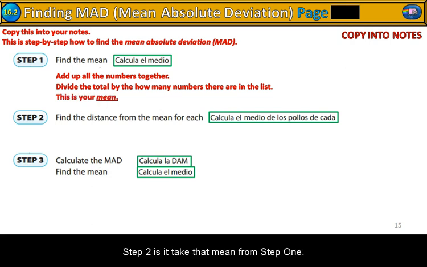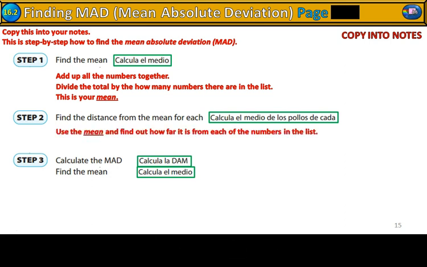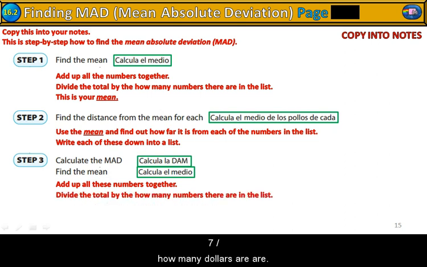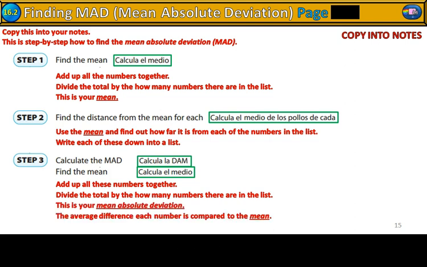Step 2 is to take that mean from step 1 and find the distance by subtracting each of the values in the data list. This will give you another list of numbers. And then step 3. Add up all these differences together and then divide by how many values there are. In most cases, you'll be divided by the same number you did in step 1. This is your mean absolute deviation.